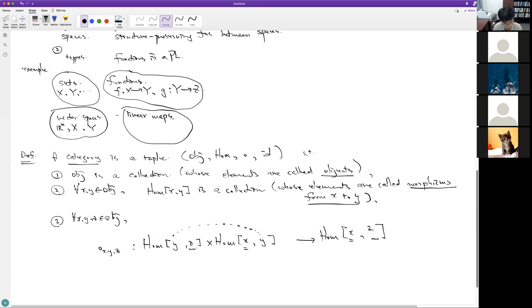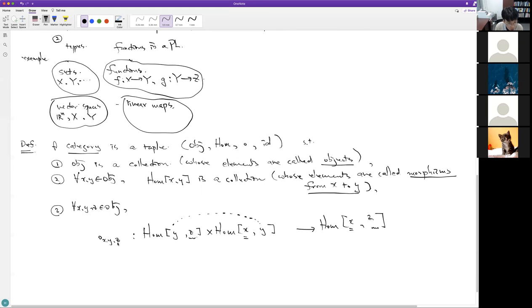And then the fourth component is for every X in OBJ, for objects, there exists an identity morphism that goes from X to X.